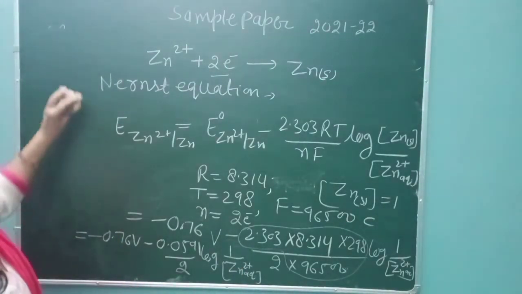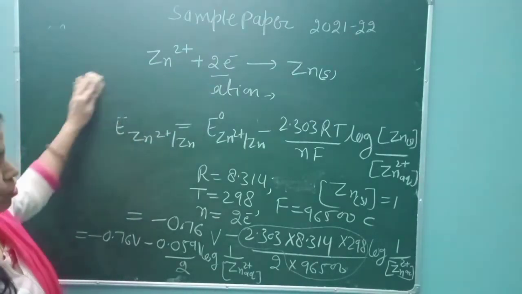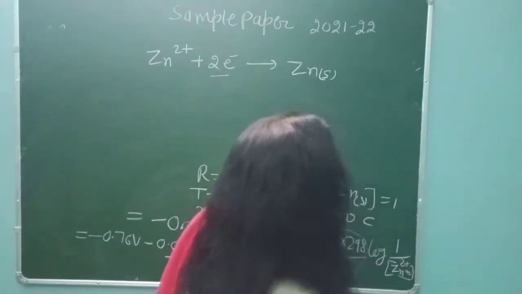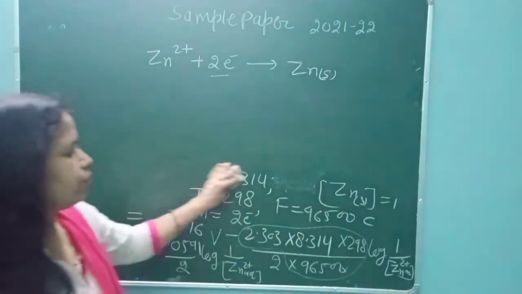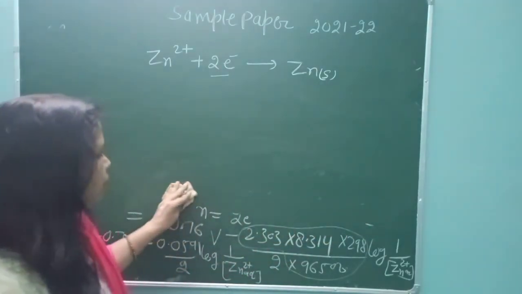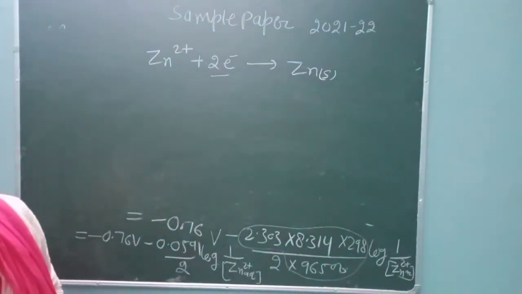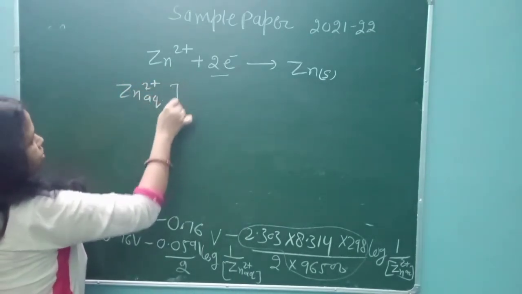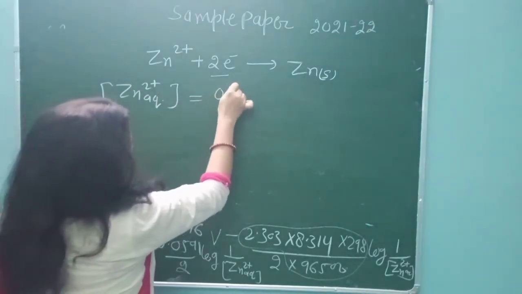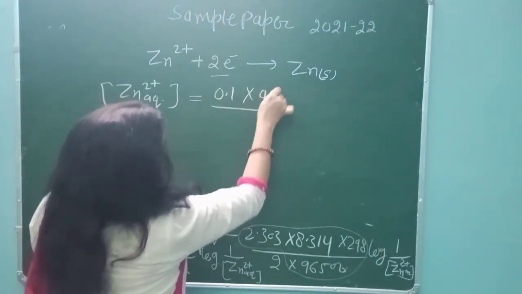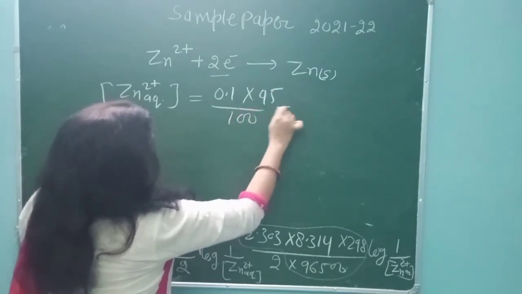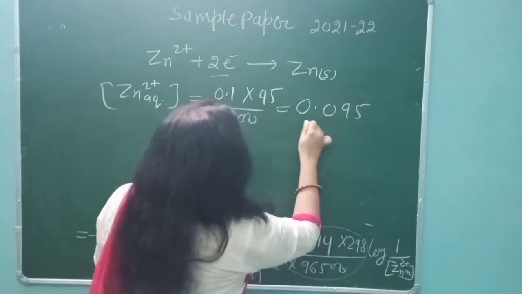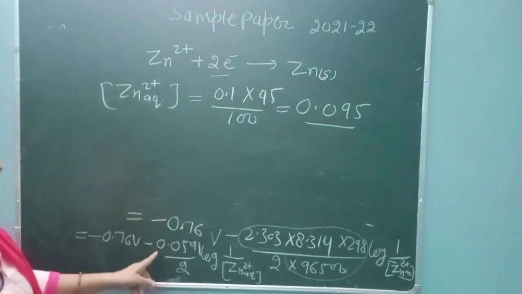In the question, a 0.1 molar solution is given. So what is the molar concentration of Zn2+ aqueous solution? 95% is dissociated, so the concentration is equal to 0.1 M, and 95% is dissociated. So what is the value? 0.095. This is the concentration. So write down the concentration in the next step.